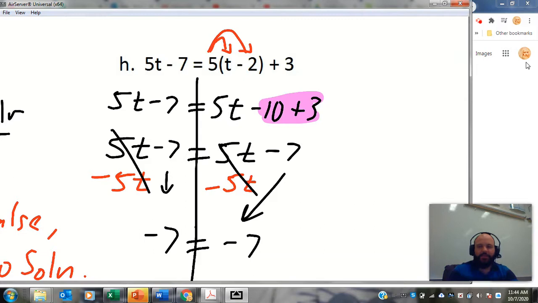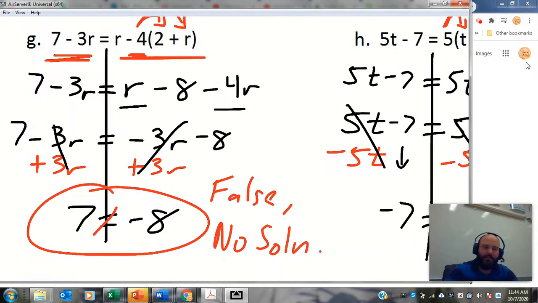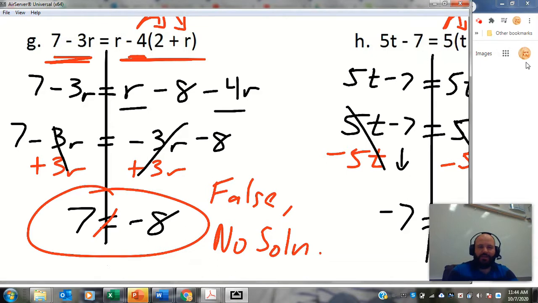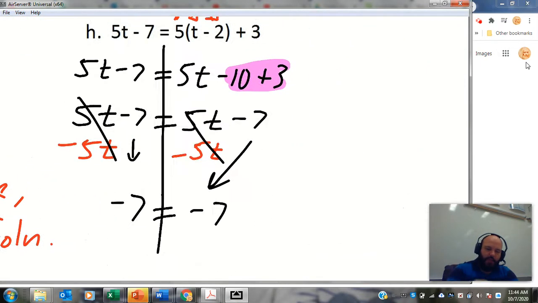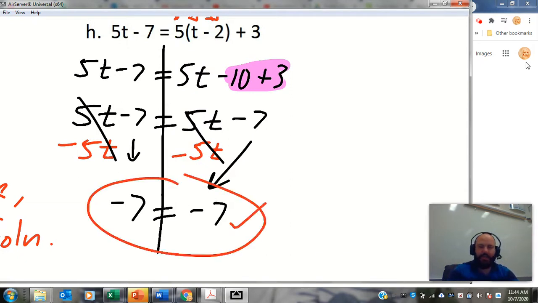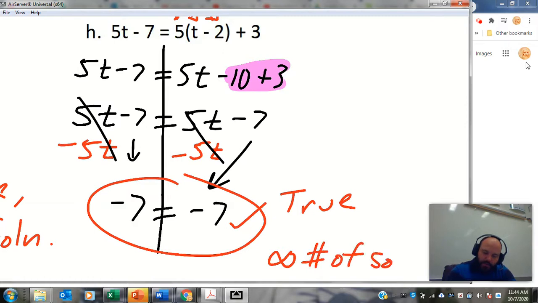All right, so this is another special case scenario. Over here, when that happened, we got a false statement, so it means there's no solution. But over here, we ended up with a true statement, right? Negative 7 definitely equals negative 7. This is true. So when you end up with a statement that just says negative 7 equals negative 7, or you get like 5 equals 5, anything that is true, that tells you that it's going to be an infinite number of solutions, which means there's infinity. They all work. Any number for t would make this original equation up here true.